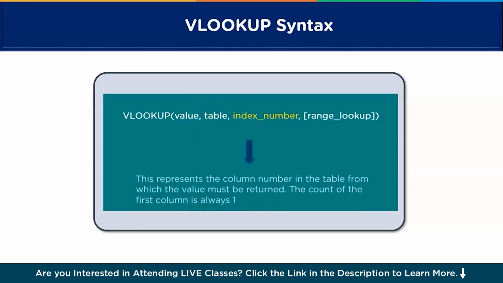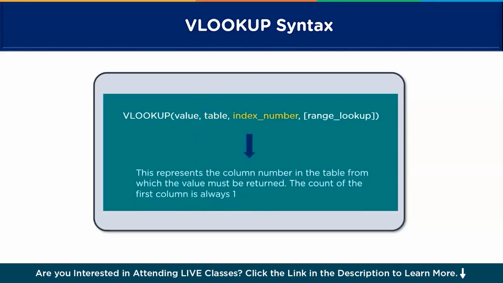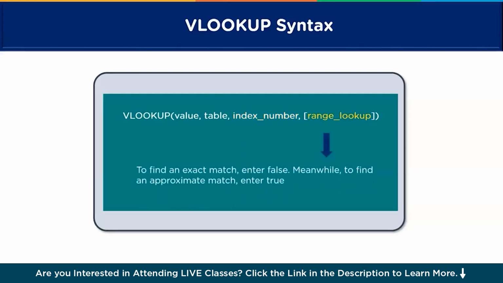The third argument is called the column index number. Now this represents the column number in the table from which the value must be returned. The first column is 1, the second column is 2, and so on. And then we have the fourth parameter, which is called the range lookup. Now this parameter is optional. Now range lookup is used to find an exact match. So if you want to find an exact match, you need to enter false or 0. Meanwhile, if you want an approximate match, you need to enter true or 1.